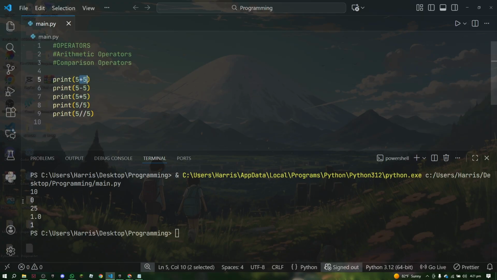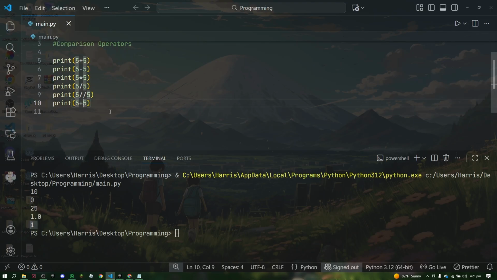5 plus 5 is 10. 5 minus 5 is 0. 5 times 5 is 25. 5 divided by 5 is 1.0. But then this one says 1. So that's the difference between divide and double slash. When you divide, it makes your answer a float. But when you use double slash, it only gives you an integer back. So that's something to keep in mind.